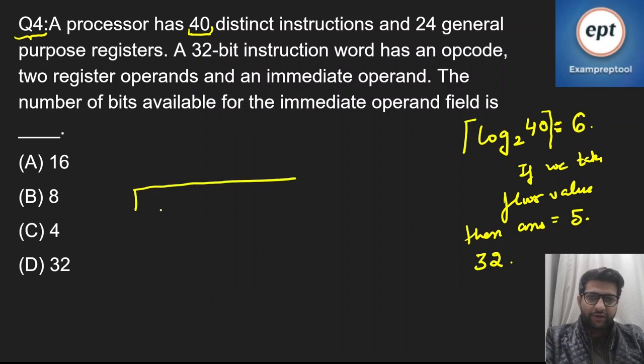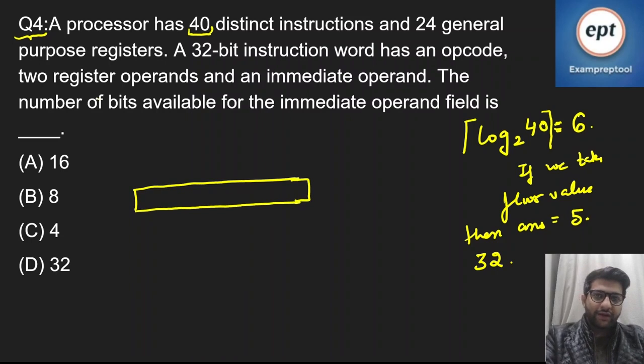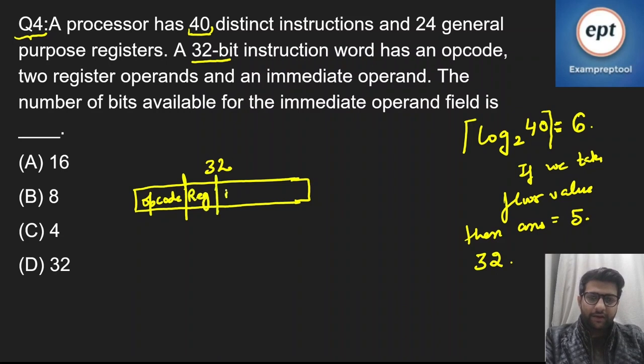So if we draw the instruction, here the instruction format is given in the question. It is saying that it is a 32-bit instruction. So the length of the instruction is 32 bits and it has an opcode, then two register operands and an immediate operand, right? What do they mean by register operand? That the register number will be written here, right?